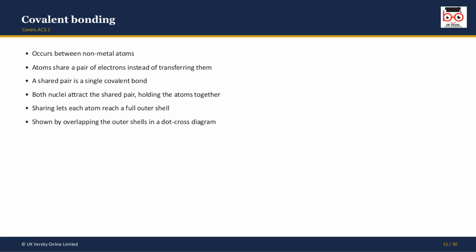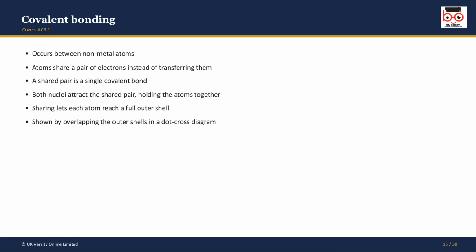Onto covalent bonding, which occurs between non-metal atoms. Instead of transferring electrons, the atoms share a pair. A single shared pair is one covalent bond, and both nuclei are attracted to that shared pair, which is what holds the atoms together. By sharing, each atom gets to count a full outer shell.